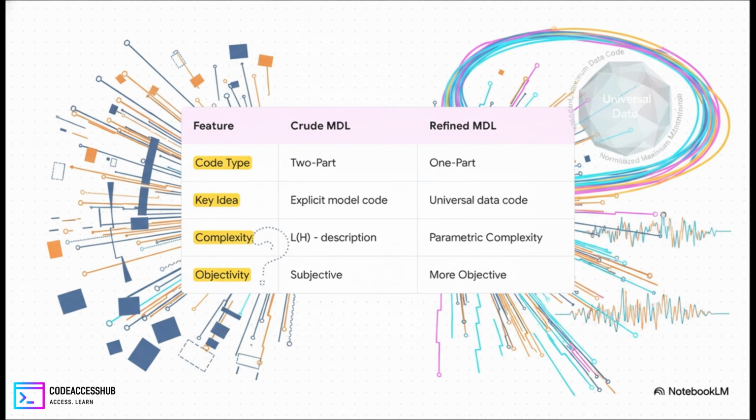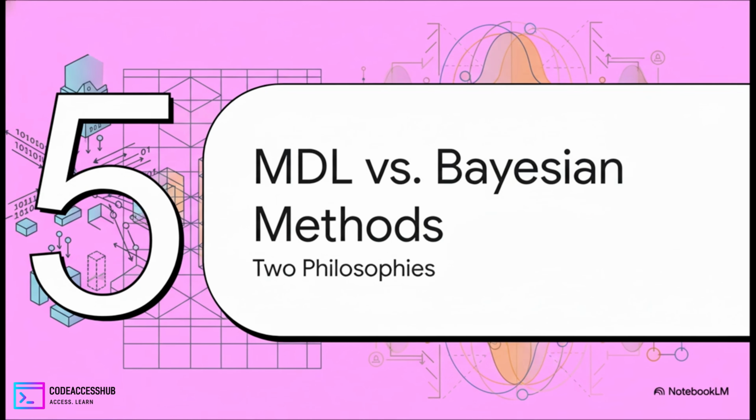Okay, so if you've spent any time in machine learning or stats, your spidey senses might be tingling right now. This whole thing might sound a little bit like another major framework you've heard of, Bayesian Inference. And you'd be right. They both try to solve the same problem, balancing complexity and fit, but, and this is key, they come at it from completely different philosophical angles.